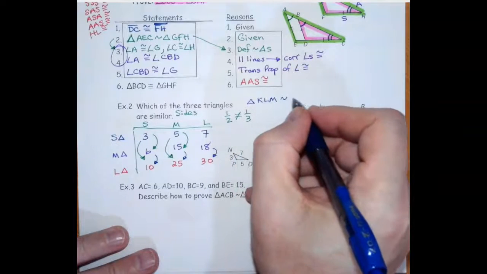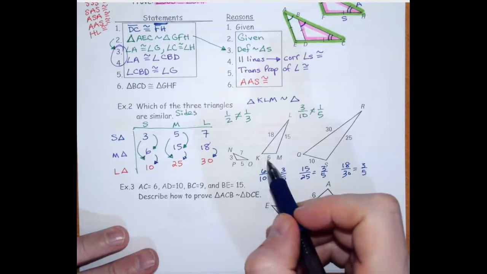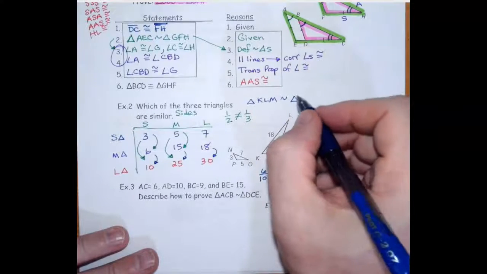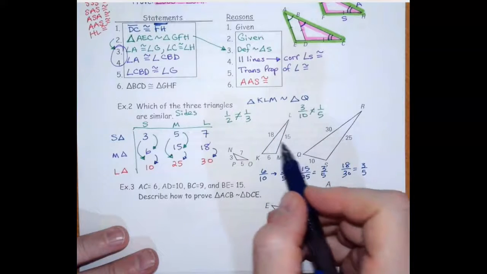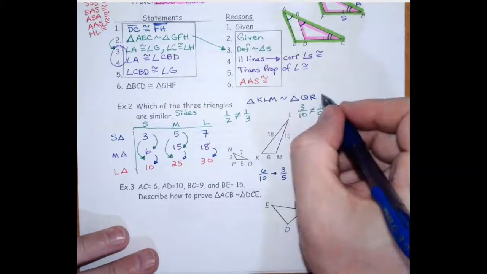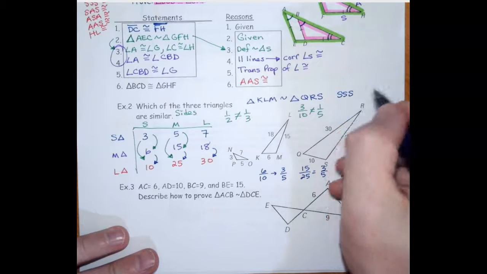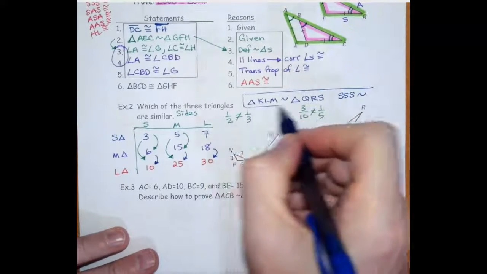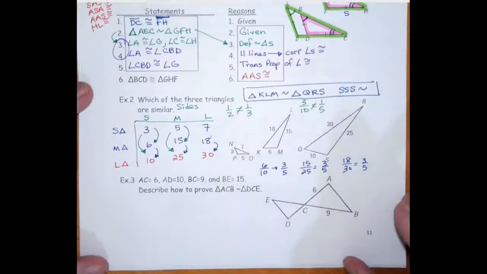KLM is similar to triangle, and K is in between the short and the long. So the short and the long here, that's Q. And then L was between the long and the medium, so that's R, and S. And our reason for that is side, side, side similarity, because those sides are all proportional.